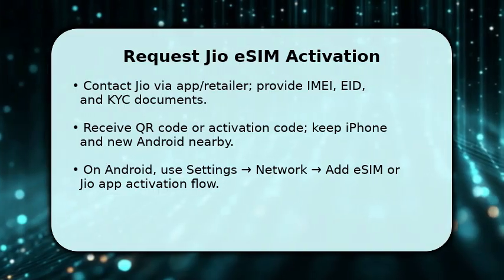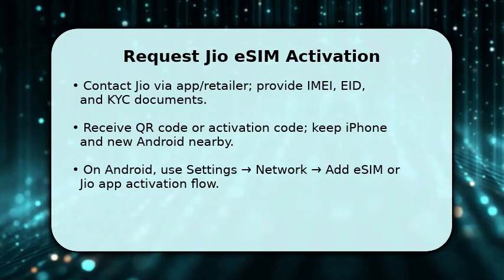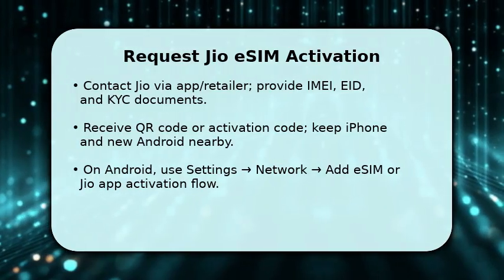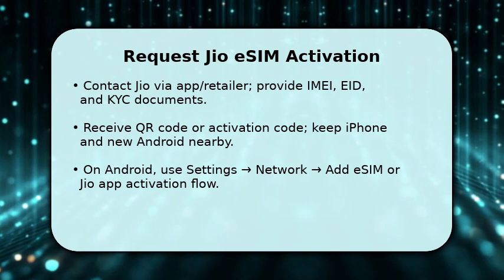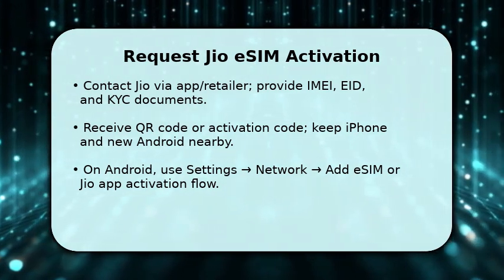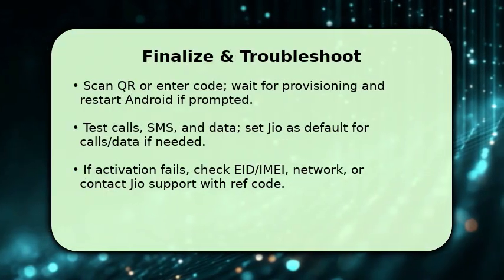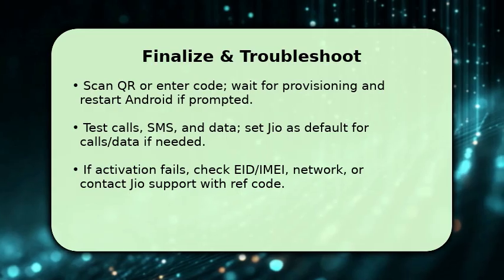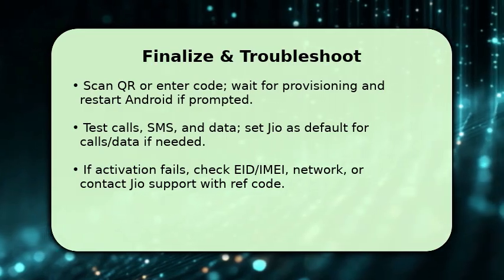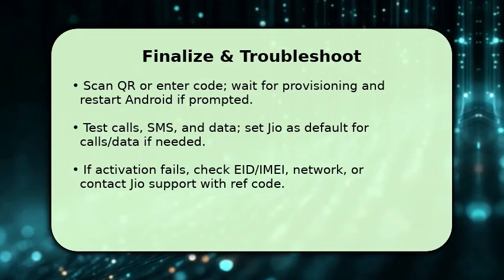When you have the code, open the Android Settings, Network and Internet, SIMs, Add carrier, or follow the My Jio eSIM flow to scan the QR. This triggers Jio to provision the eSIM. Finally, scan the Jio QR or input the activation code on your Android and accept the cellular profile installation. Provisioning can take a few minutes, so wait and then restart the phone if prompted.